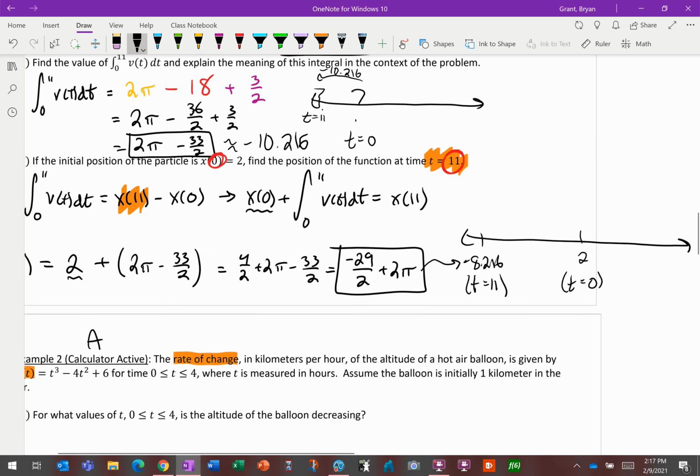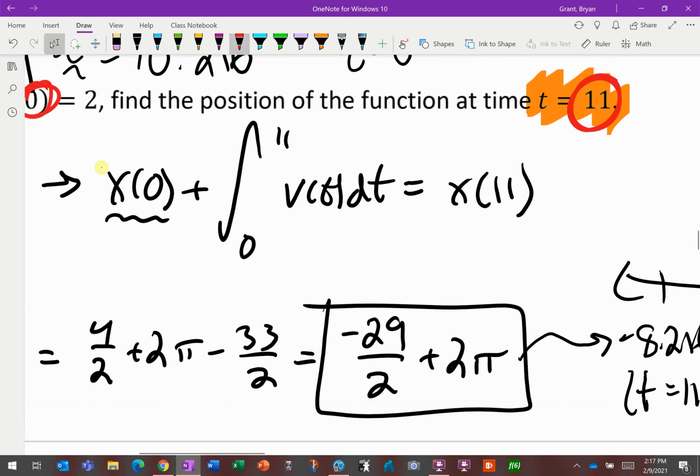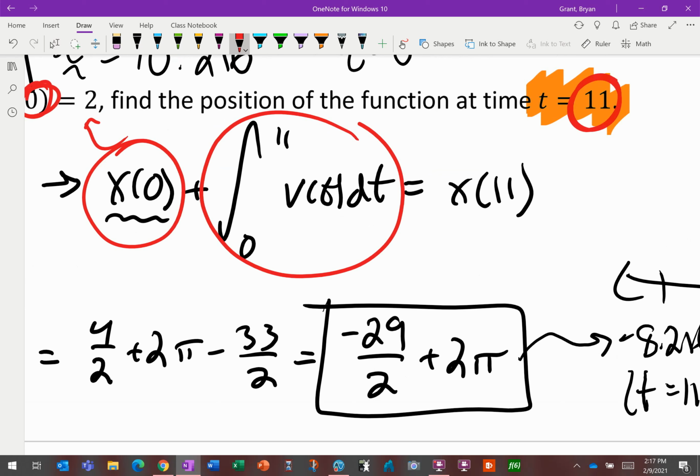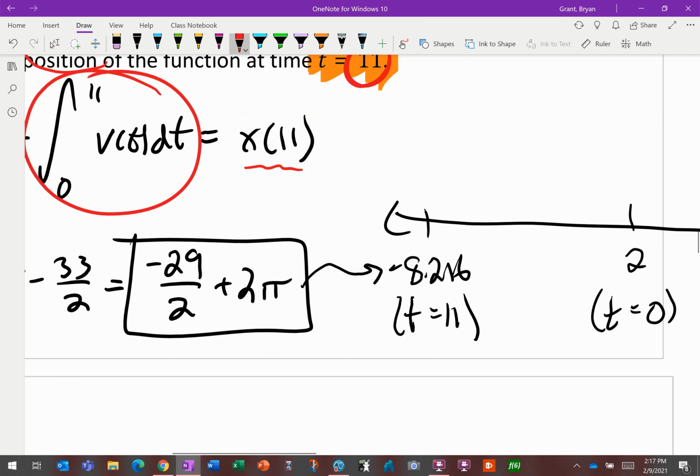Remember that this value is right here. How did we get there? Well, this is where this accumulation function comes in. We take where we started, 2, and then we add on the displacement. So we started at a position of 2, and then we figure out how much we're displaced by. We start at 2, we are displaced by this amount, and so now we know where we ended up, at a position of negative 8.216.